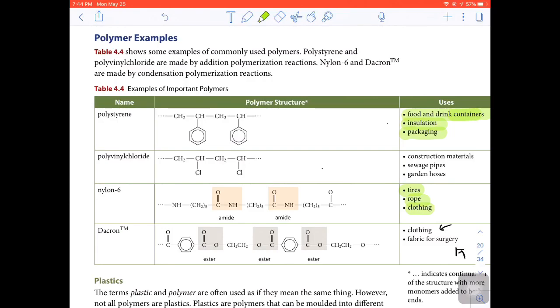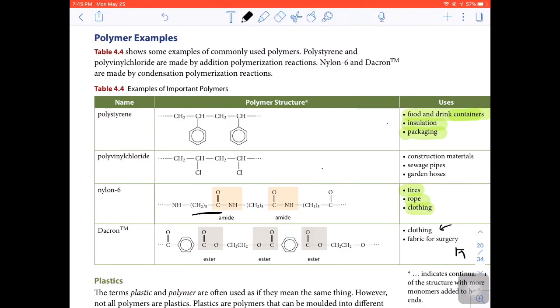And it's called nylon 6 because it contains a 6-carbon monomer. There are 5 CH2s and then another carbon. So it's got a 6-carbon monomer. And this is slightly different. It's a condensation reaction, not exactly an esterification reaction.